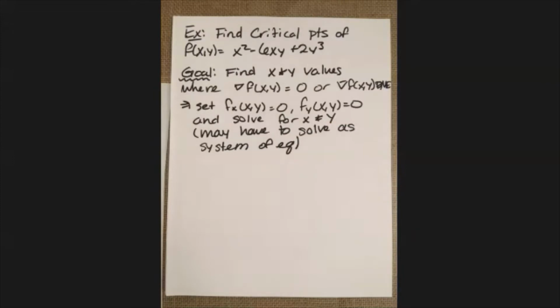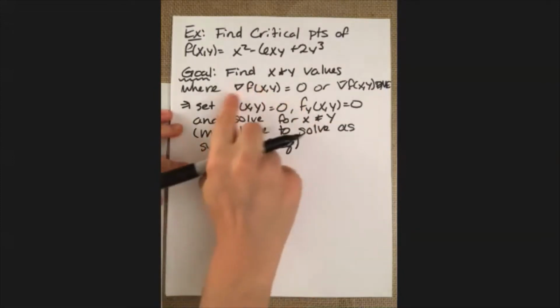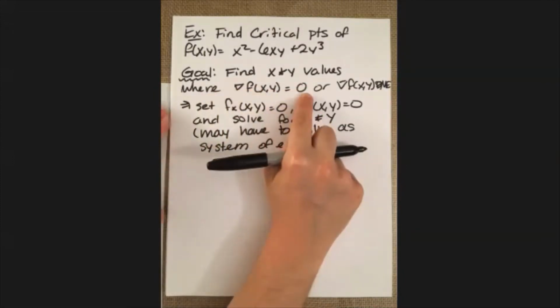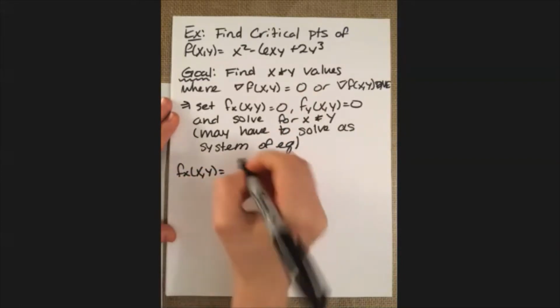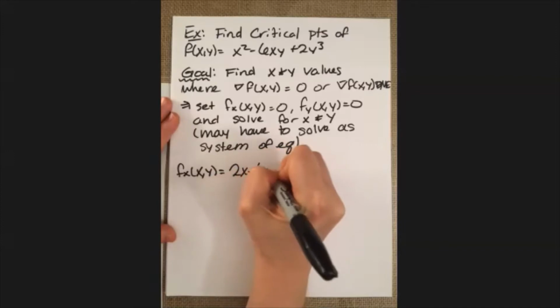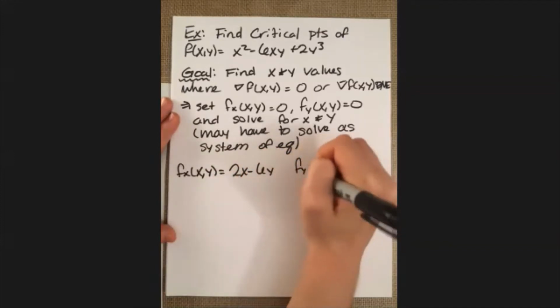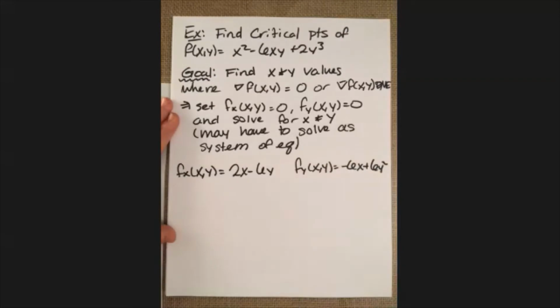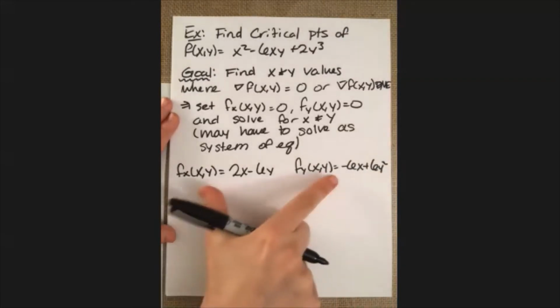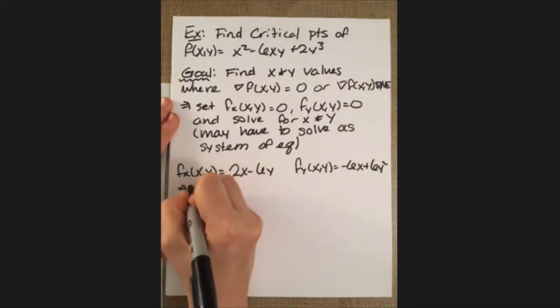Okay, so let's go ahead and get started on this. So this is working toward this idea of figuring out where the gradient's equal to 0. So the partial with respect to x in this case is equal to 2x minus 6y. And our partial with respect to y in this case is equal to negative 6x plus 6y squared. And since we want to figure out what makes these equal to 0, I'm just going to go ahead and set those equal to 0.